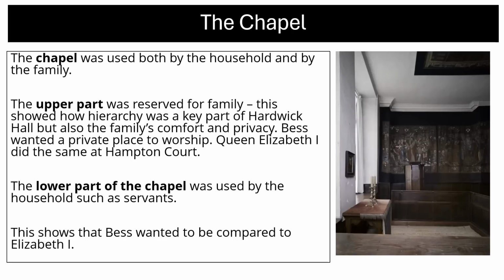So the inclusion of the chapel shows us about the religious life of Hardwick Hall. Now, there's two parts to the chapel. The upper part is reserved for the family. This showed how hierarchy was a key part of Hardwick Hall, but also the family's desire for comfort and privacy. Bess wanted a private place to worship, just like Queen Elizabeth I did at Hampton Court. The lower part of the chapel was used by the household, such as servants. It shows that perhaps Bess wanted to be compared to Elizabeth I.